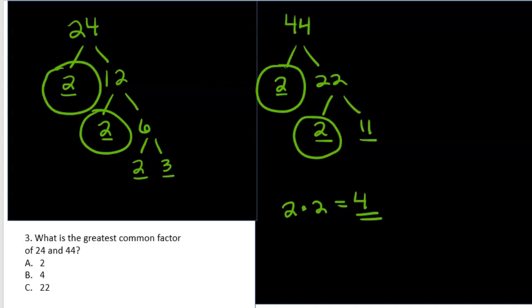Remember, you have to match up how many numbers they have in common. They have two 2's in common, so I'm going to multiply 2 times 2. Question number 4 asks you the same thing. So you make your prime factorization, you do your factor tree of 28 and 42.